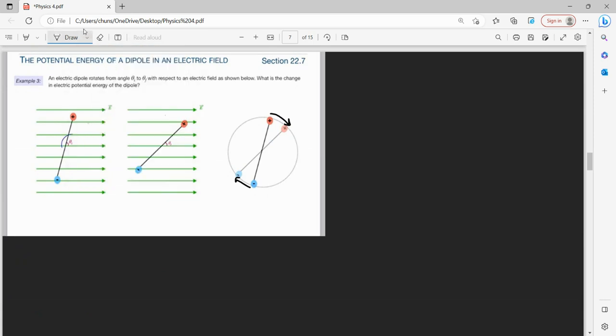To start things off, we are going to be using our work equation. But in this case, what is changing is our angle. So we're going to use our angles to define our bounds, and F dot d theta, sorry. So in this case, we want to take a look at, from our previous one, the torque of our dipole moment times our electric field, sine theta.